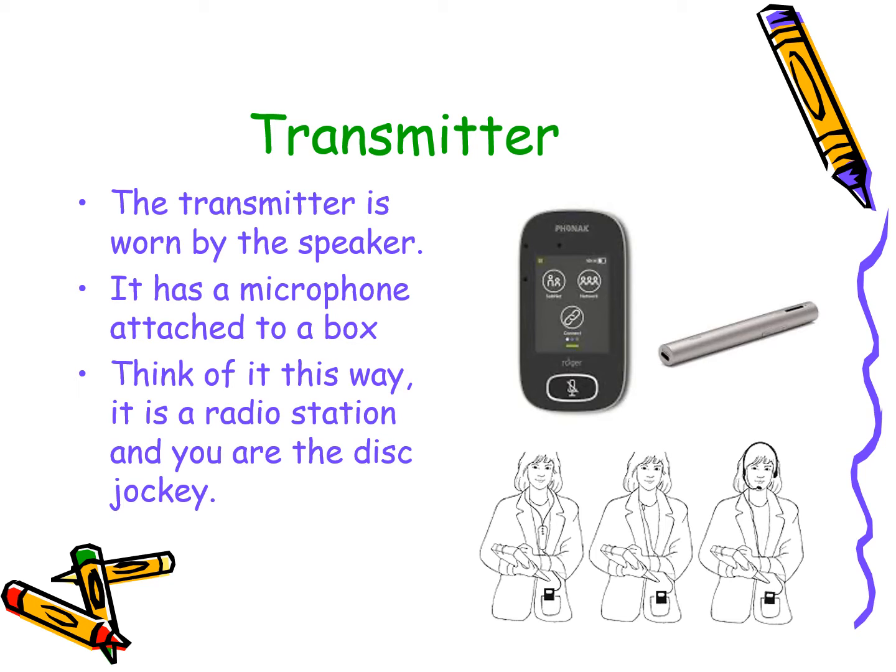Transmitter. The transmitter is worn by the speaker. It has a microphone attached to a box. Think of it this way. It's a radio station and you're the disc jockey.